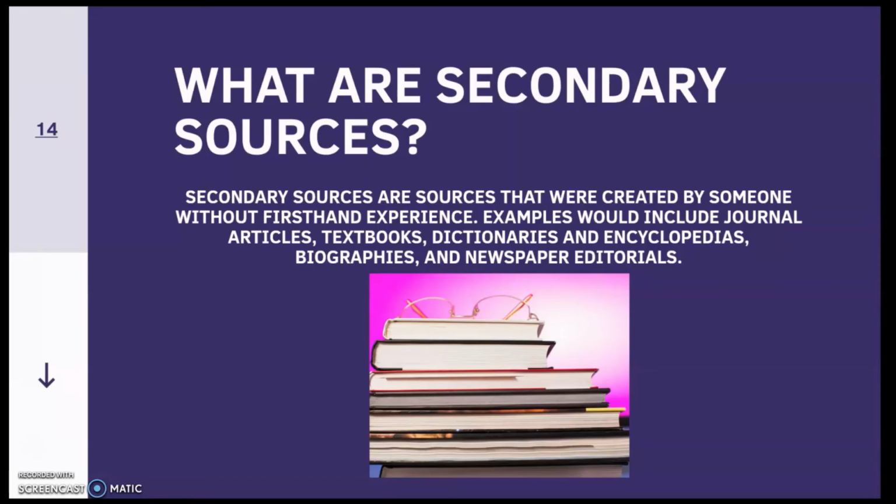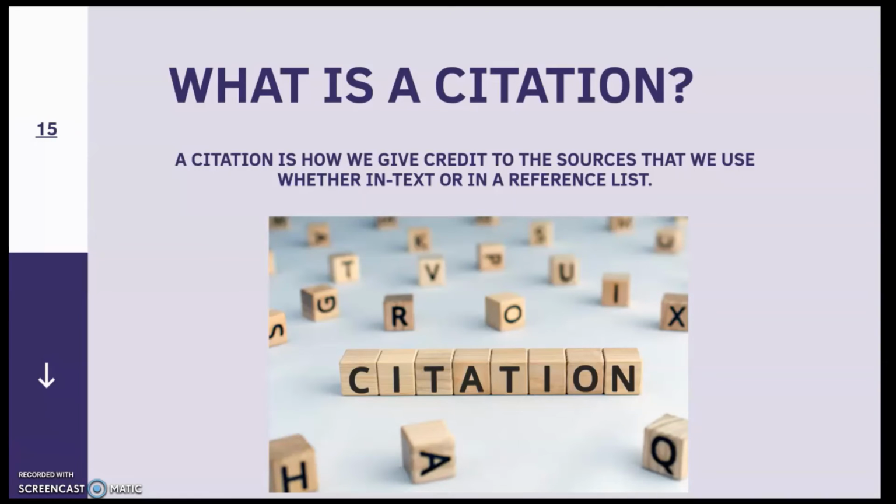But when it comes to secondary sources, you have to give credit. And how do you give credit? Through citations. What is a citation? A citation is how we give credit to the sources that we use, whether in text or in a reference list. If you remember earlier, I was presenting the in-text citation of a definition for fair use a few slides ago. That's an example of how we give proper citation in text. And in text meaning you would write that citation in a reference paper or in a presentation.